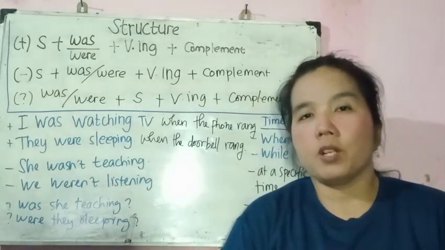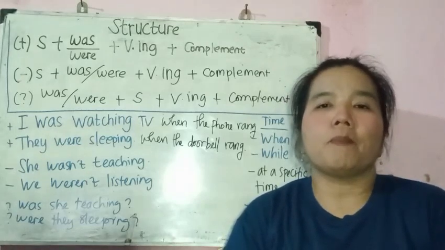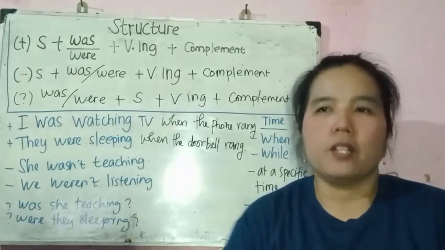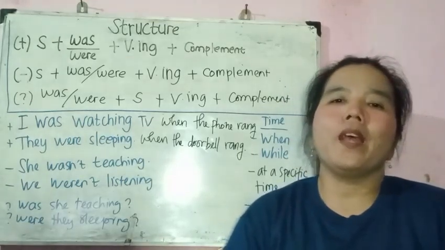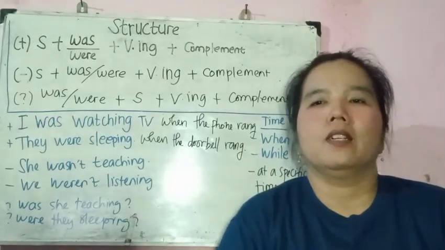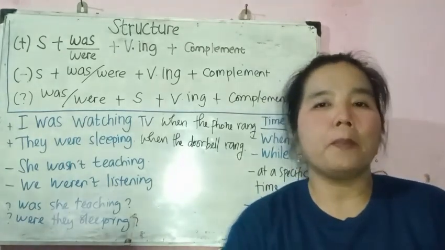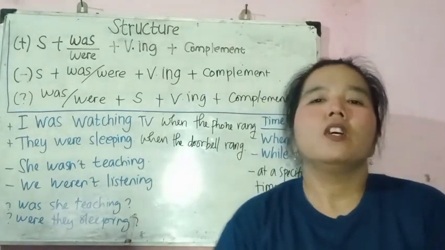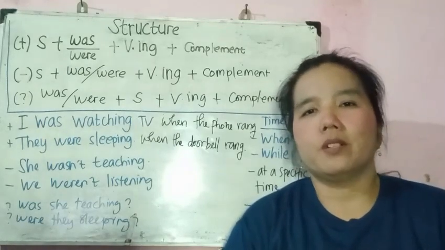And we use past continuous tense for actions interrupted by another action. For example, I was watching TV when the phone rang. And we use past continuous tense to talk about temporary habits. For example, she was always leaving her shoes by the door.